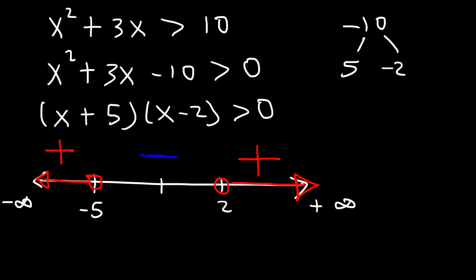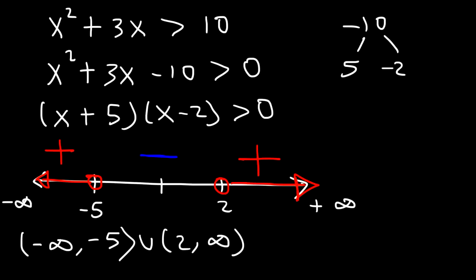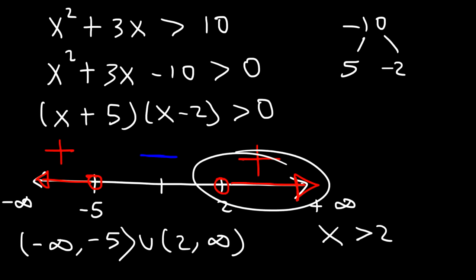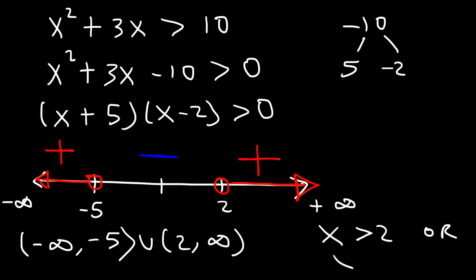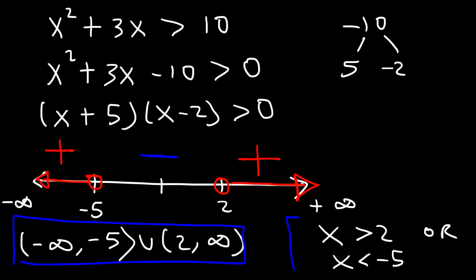So to express the answer using interval notation, it's going to be from negative infinity to negative 5, not including negative 5, union 2 to infinity. Now, if you wish to express your answer as an inequality, you could say that x is greater than 2, that corresponds to this part, or x is less than negative 5, which corresponds to that part. So you can describe your answer using interval notation or using inequalities. So that's it for this problem.